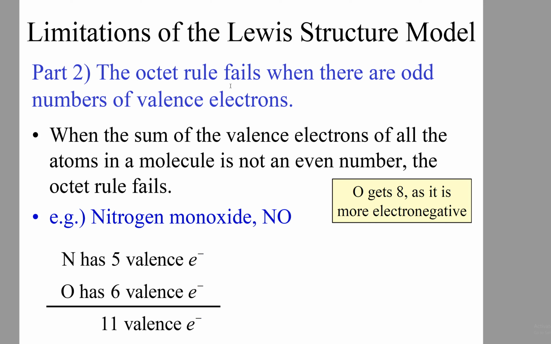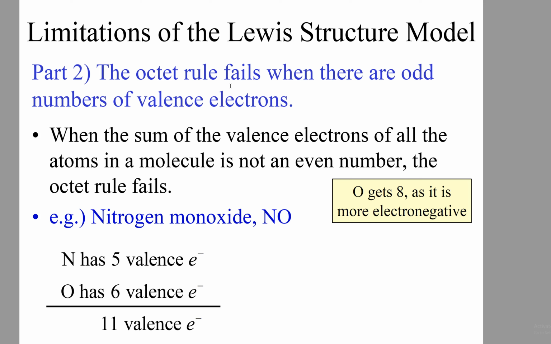Another one is when the octet rule fails when there is an odd number of valence electrons. And this is something you probably encounter with some of your problem sets where you're trying to do the Lewis dot structures, but then the octet rule doesn't really work. So when you sum up the valence electrons of all the atoms in the molecule and it's not an even number, the octet rule fails.